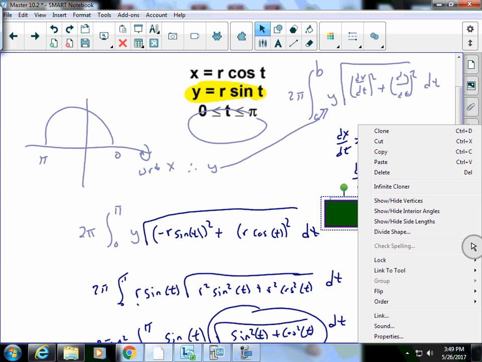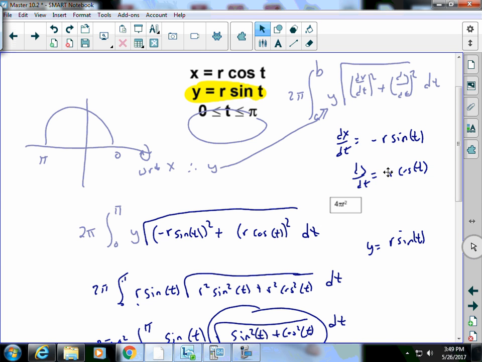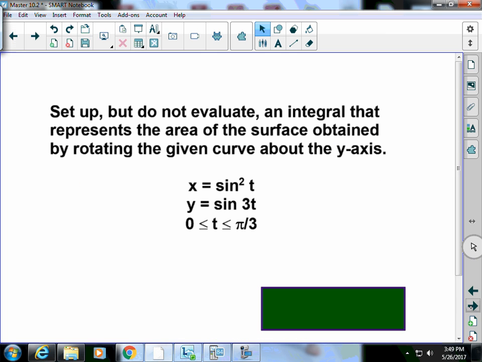We have one more. This has been the longest one I've had to do. I'm going to watch every step I take so I don't make any mistakes. Let's end with a good problem. Set up but do not evaluate. So it's a little harder to mess up because I don't have to evaluate. An integral that represents the area of the surface obtained by rotating the given curve about the y-axis. So I'm going about the y-axis, right?